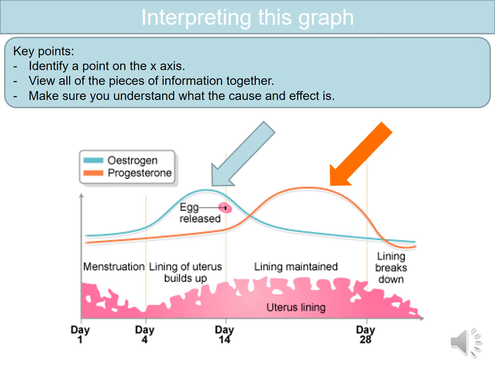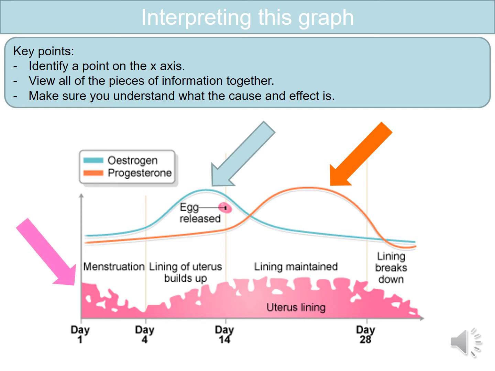The orangey line represents progesterone, so similar to estrogen, this is showing where the peaks and the levels and the troughs are. And you can see that progesterone is produced in much higher quantities after the egg has been released if it is fertilized, and this maintains the uterus lining.